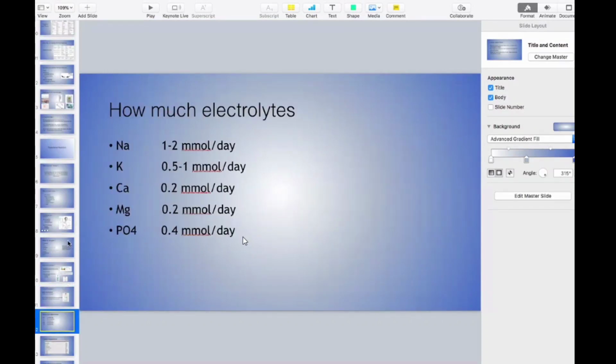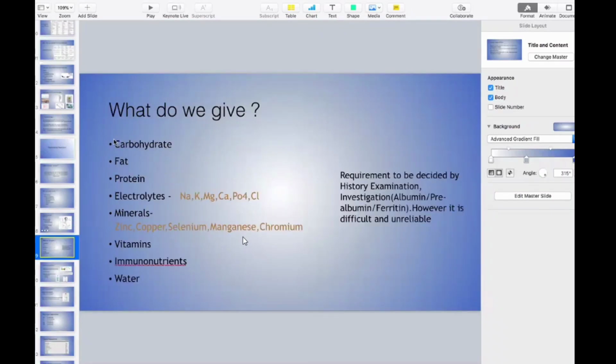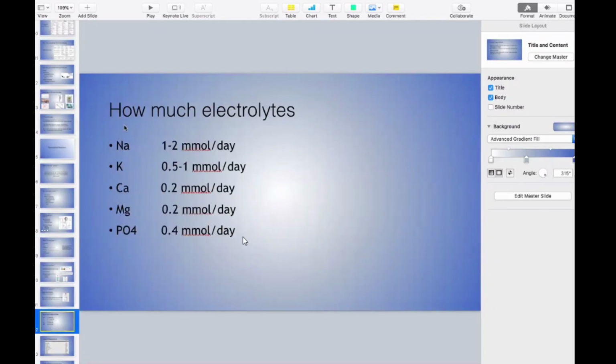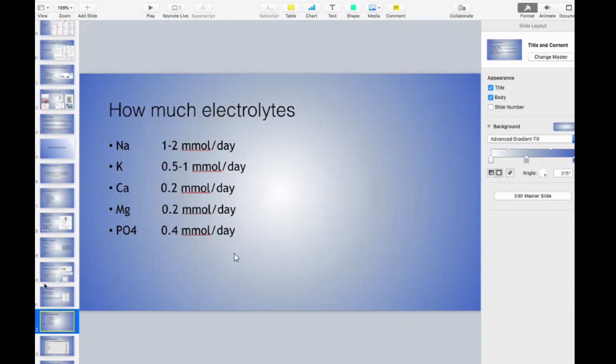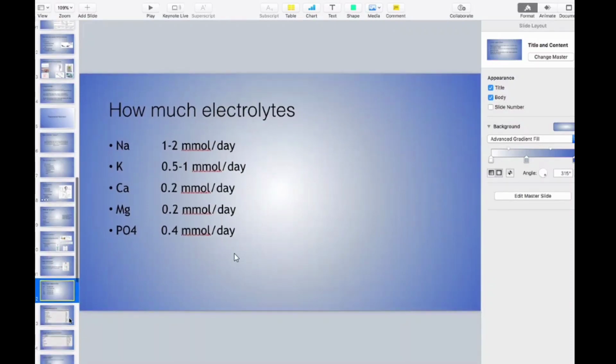So the calorie requirement will go up in these patients also. In addition, I mentioned the things we have to give. We have to give calories as carbohydrate or fat. Then you have to give protein and electrolytes. These are the electrolyte requirements: sodium 1.1 to 2 millimoles per day, potassium 0.5 to 1 millimoles per day, and calcium 0.2 and magnesium 0.4 millimoles. There are ranges, but this is easy to remember. That's why I have put these figures. So those are the electrolyte requirements for this patient.